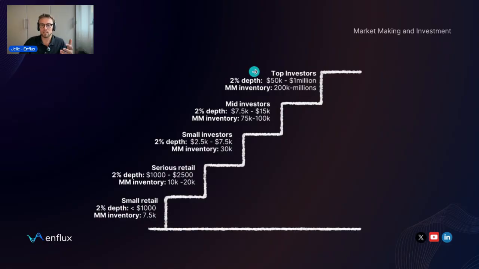If you want the biggest investors on board, you need 50K to millions of dollars of depth on the book. You need inventory of minimally 200K to millions of dollars. So I just want to illustrate that with more depth, you can attract more investors or larger types of investors, get bigger deals done. But on the same side, you also need enough inventory on the market making side, to balance.